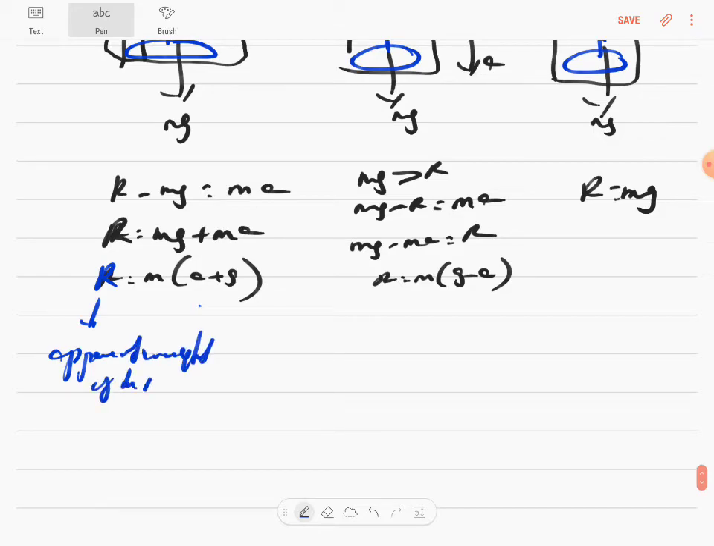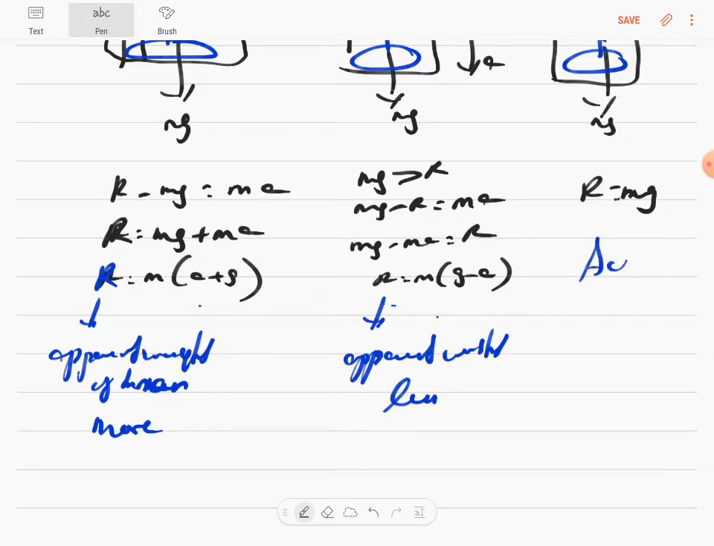The weighing machine will show greater weight. It's just appearing to be, why? Because your normal reaction is lesser here, the normal reaction is more here. The apparent weight R is called apparent weight. It will be more here, the apparent weight will be lesser here, and here the apparent weight will be equal to the actual weight, so you get to see your actual weight obviously when this lift is stationary. No. Yes, ma'am.